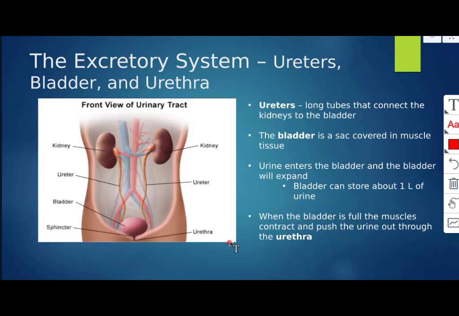Here we can see clearly the two kidneys. We can see the two ureters coming off of the kidneys, and they go to the bladder. That's where urine gets collected. And then there's another tube at the bottom called the urethra, and that's how we urinate and expel the urine.